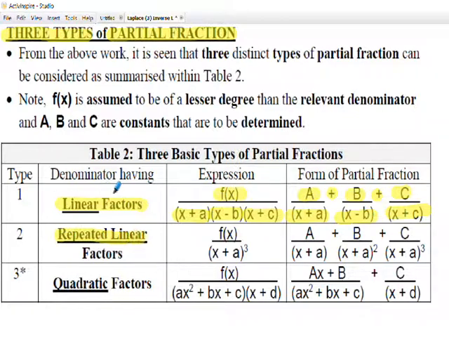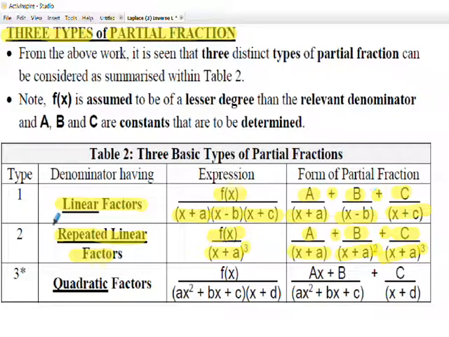Repeated linear factors. This is where we have a function of x divided by, in this case, x plus a to the power of 3, a cubic here. That would give us a solution form of a over x plus a plus b over x plus a squared plus c over x plus a cubed. So three terms there increasing in their power. If we'd only had a function of x over x plus a all squared to begin with, we would just have the a and the b terms only.